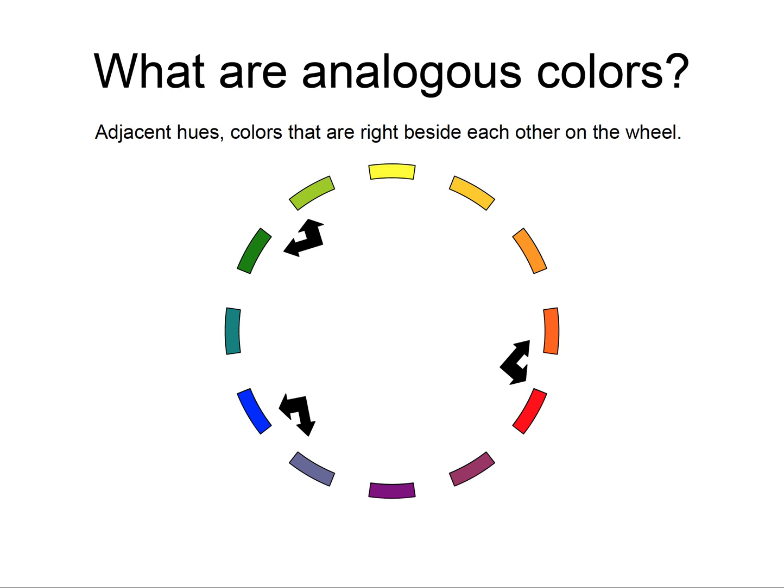So the two relationships that I want you to think about as we're working with color are the complementary colors and the analogous colors. So colors that are opposite to each other and colors that are next to each other. They'll create completely different feelings in a painting.